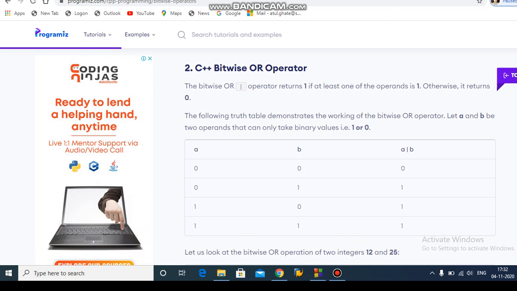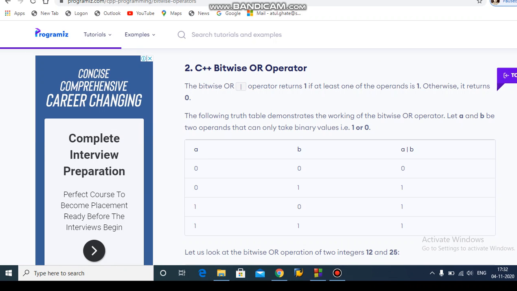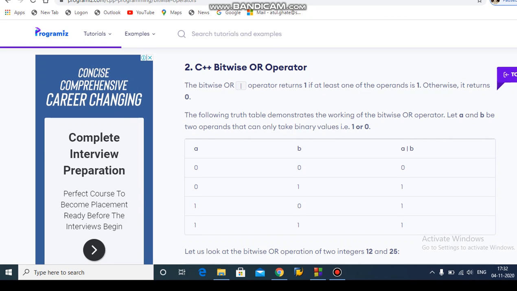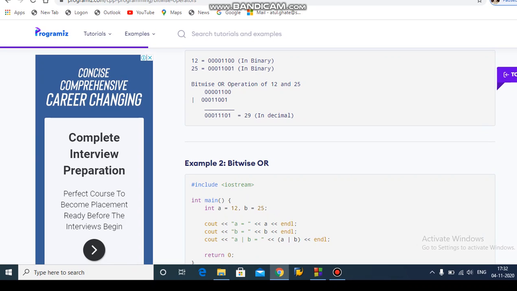So A equals 0 and B equals 1. According to the condition of the OR operator, it gives the answer 1. Then A equals 1 and B equals 0. Then again it gives the answer 1, because at least one operand is 1. Then both A and B are 1, so the OR operator gives 1. Let us see an example. I am explaining the example of the bitwise OR operator in detail in the next lecture.